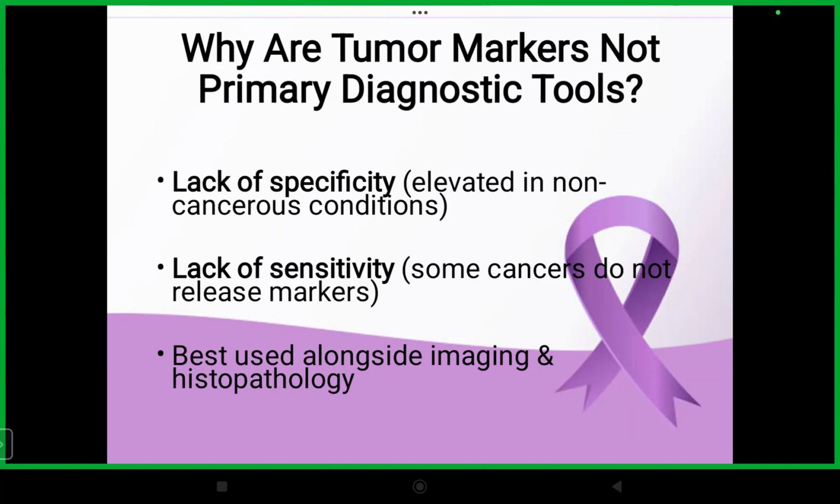Then there is a lack of sensitivity. That is, certain cancers may not release certain markers, while certain markers can be released. So it's not sensitive. Sometimes you may have cancer, but markers may not be elevated. That is what is called sensitivity. So as I said, it is best to use these tumor markers along with radiological imaging and histopathology as well as clinical features, the clinical findings. All these together will help you in the diagnosis.